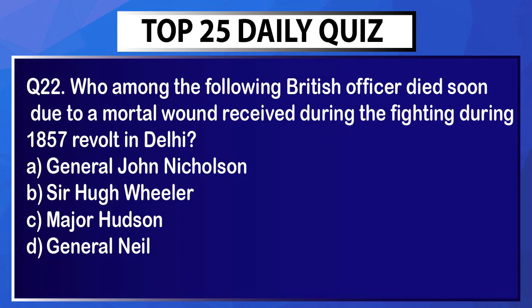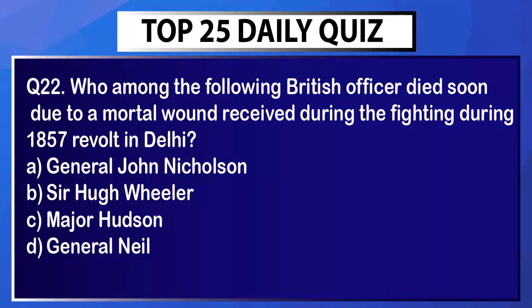Question 22. Which of the following British officers died soon due to a mortal wound received during the fighting in the 1857 revolt in Delhi? Option A. General John Nicholson. Option B. Sir Hugh Wheeler. Option C. Major Hudson. Or option D. General Neil. The correct answer is option A.